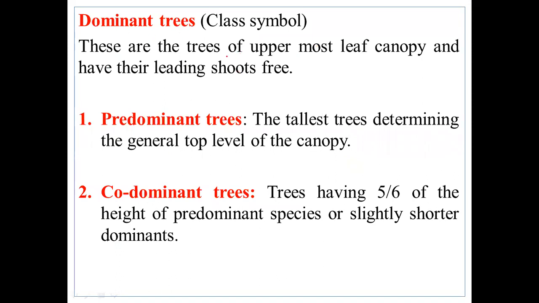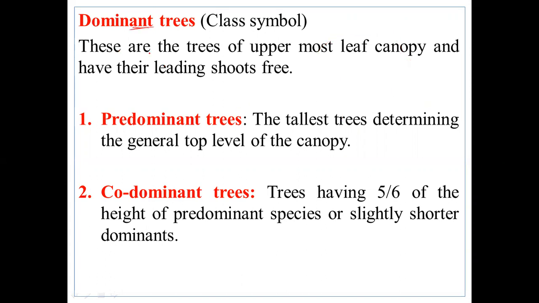So the dominant class: whenever you see dominant, please remember this is on the top, one of the highest trees. These are trees having the uppermost leaf canopy, and their leading shoots are completely free from the neighboring trees. Those are called dominant. Please remember, dominant trees.